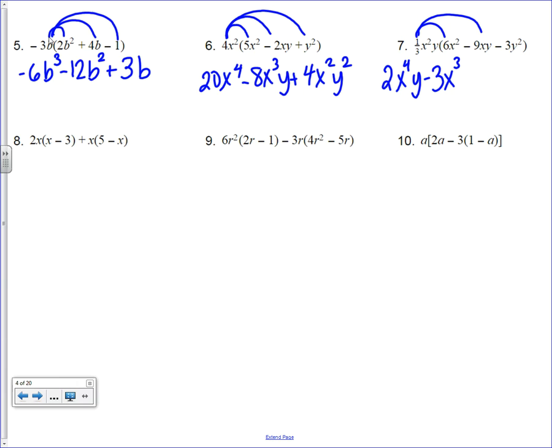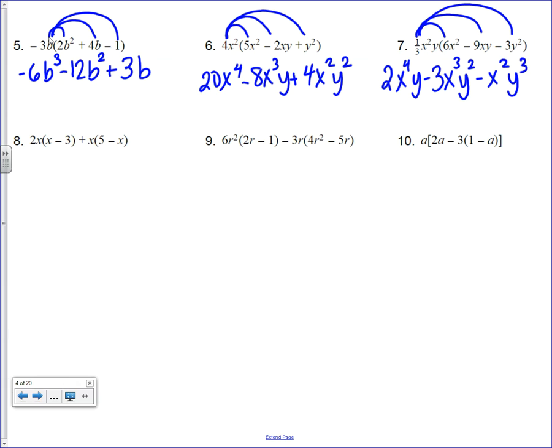Add your x's, you get x to the 3rd. Add your y's, you get y squared. And a third times negative 3 will be negative 1. I'm not going to write that, but I am going to drop my x's in there and then add my y's, which will give me that.